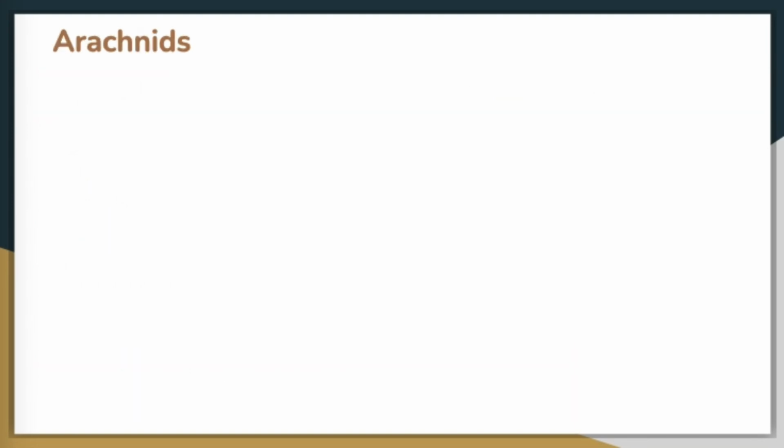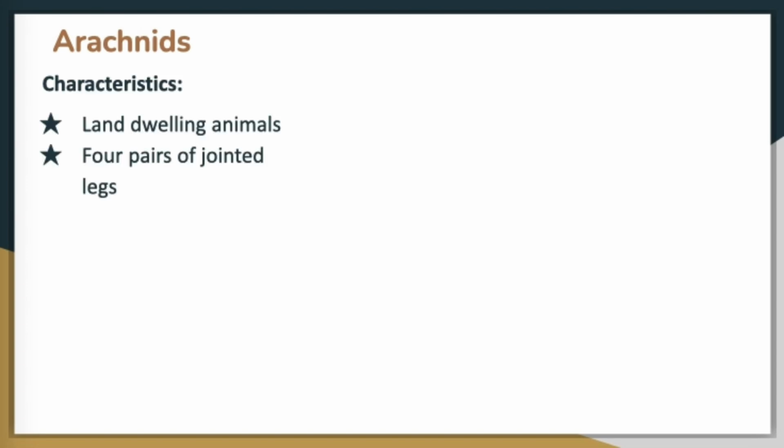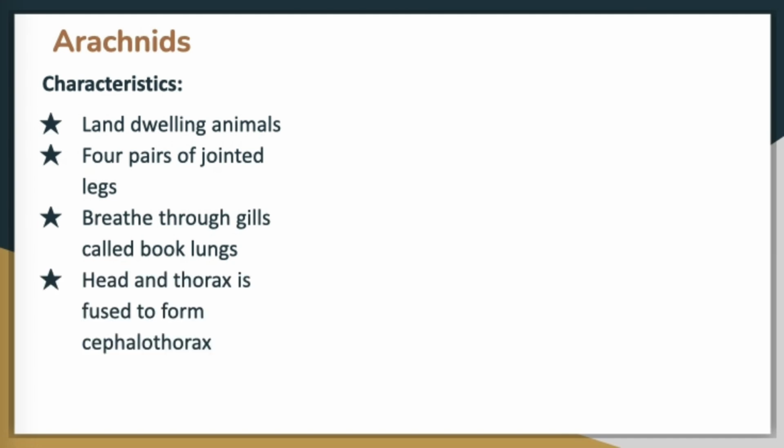Next, we have arachnids. These are spiders, ticks, and scorpions. They are land-dwelling organisms with 4 pairs of jointed legs, and they breathe through organs called book lungs. Head and thorax are fused to form a cephalothorax. Examples, as I already said above.